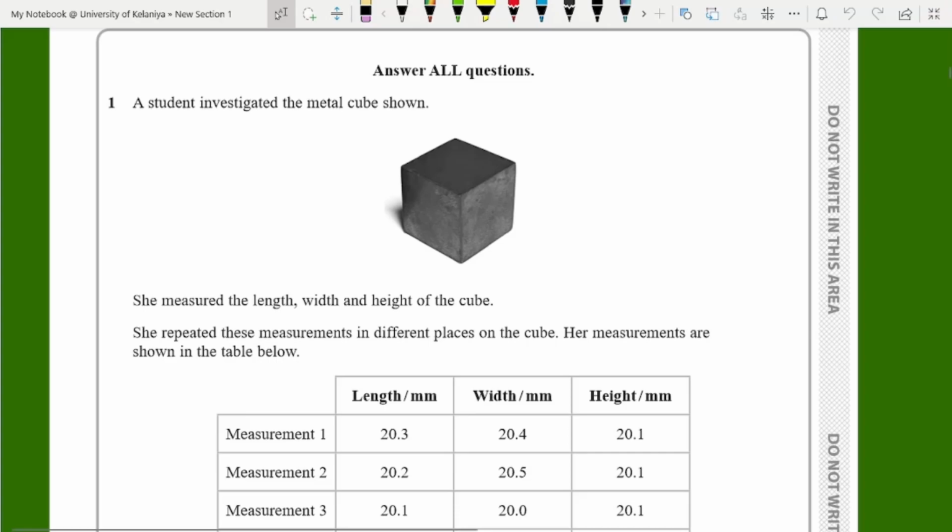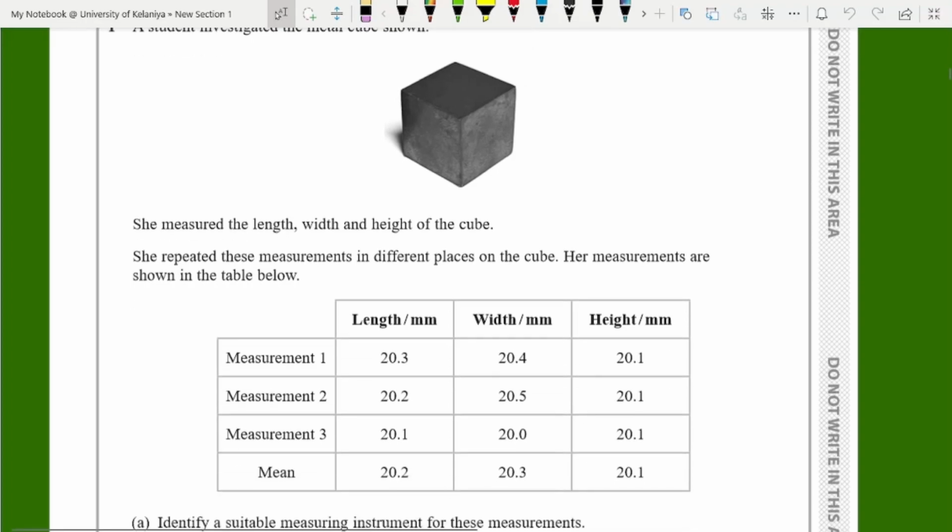Right. In this question, they asked: a student investigated the metal cube shown. She measured the length, width, and height of the cube. She repeated the measurements in different places of the cube. Her measurements are shown in the table below.